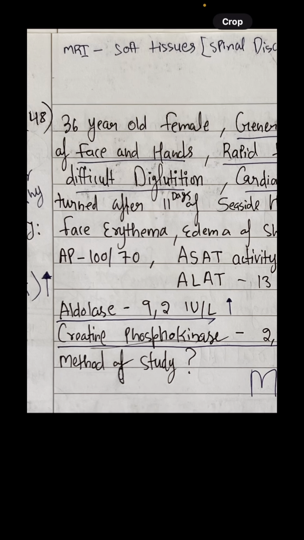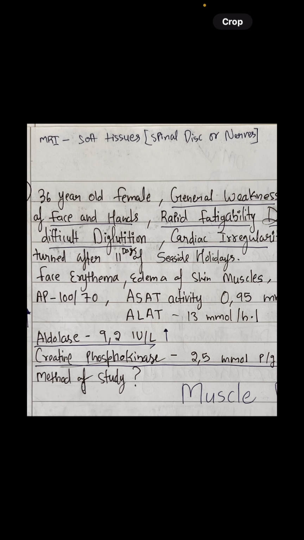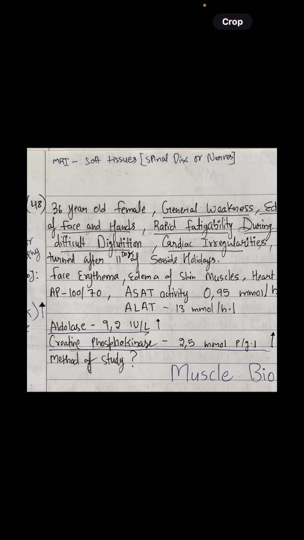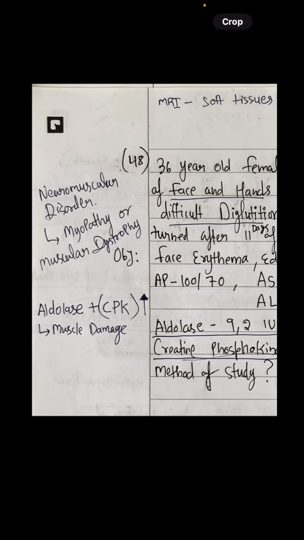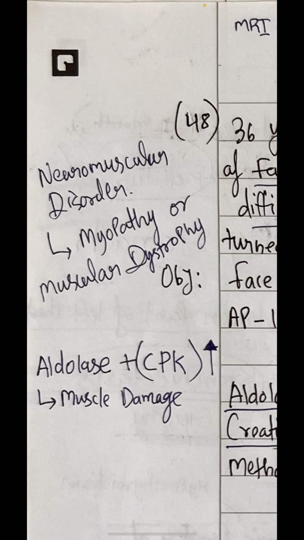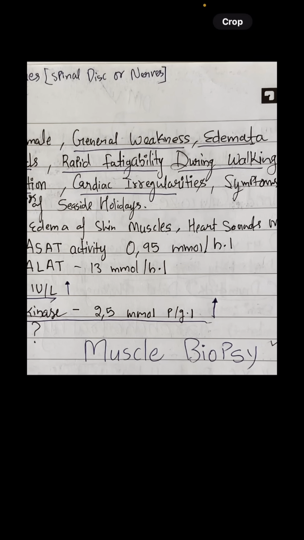When creatine phosphokinase levels are increased, it means there is some sort of muscle damage. When there is damage in the muscle, the byproduct which forms is creatine phosphokinase. Here it is 2.5. I don't know yet what the normal level is. I'll tell you in some other videos, or you can check it on Google right now. So when the question mentions creatine phosphokinase, we suspect muscle destruction. Let's see what I have written here: neuromuscular disorder, myopathy or muscular dystrophy. Aldolase plus CPK increase means muscle damage. So we are going to take a muscle biopsy in order to check the muscle destruction.